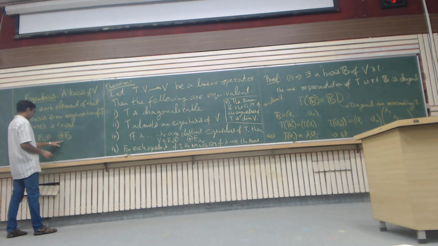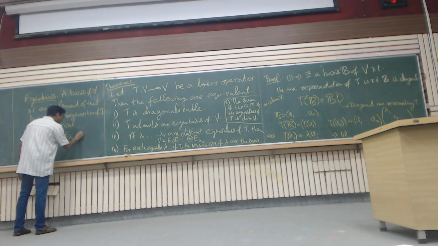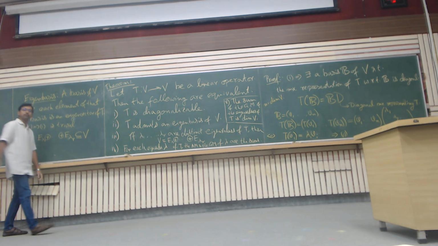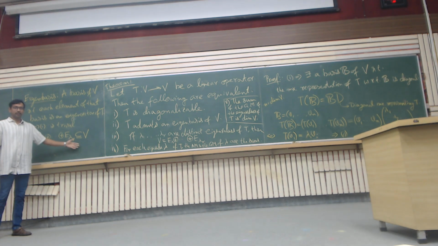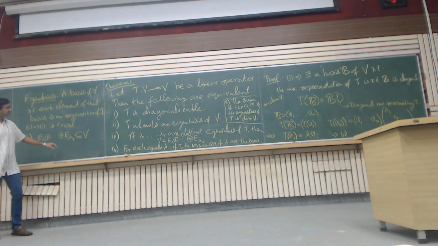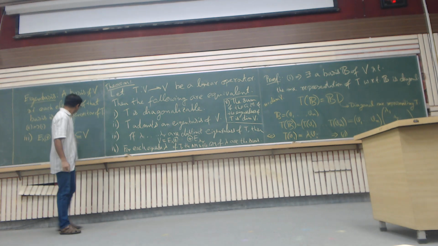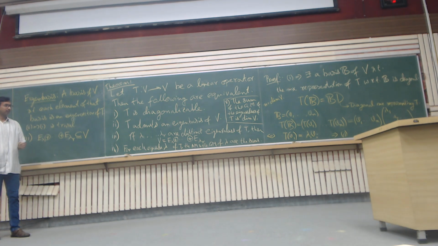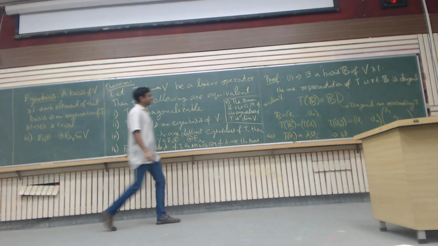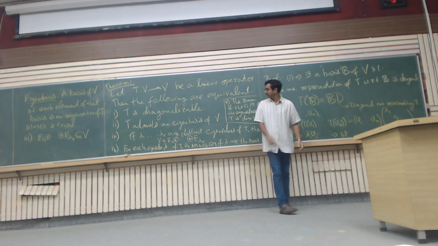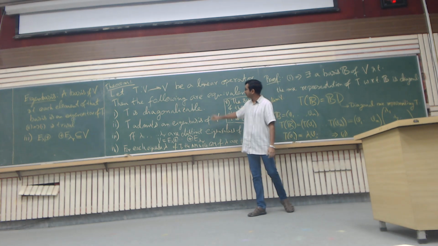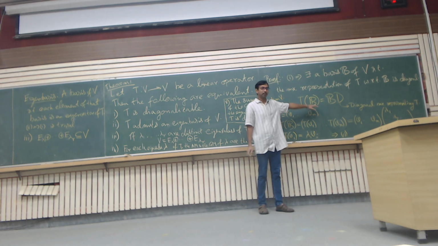So E lambda 1 plus through E lambda r, we know that this is a subspace of V. Now we say that if it is diagonalizable, then there exists an equality. So let's begin with this one again. If, wait a minute, if it is diagonalizable, we have TP equal to PD, right?